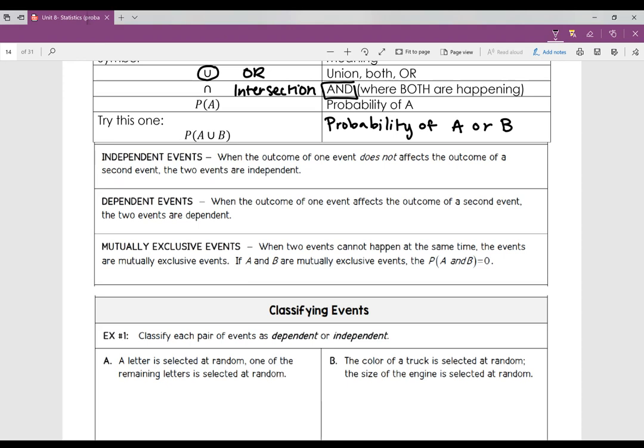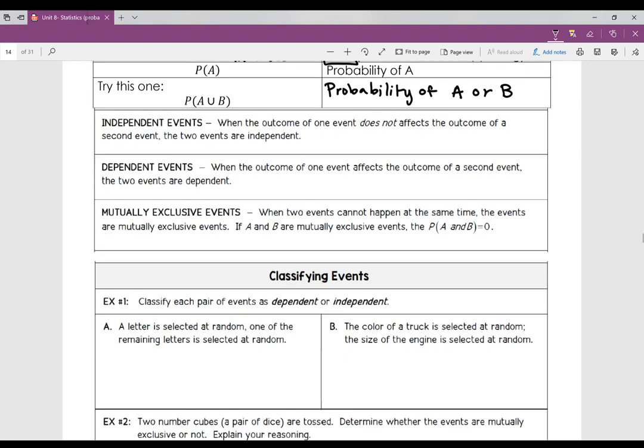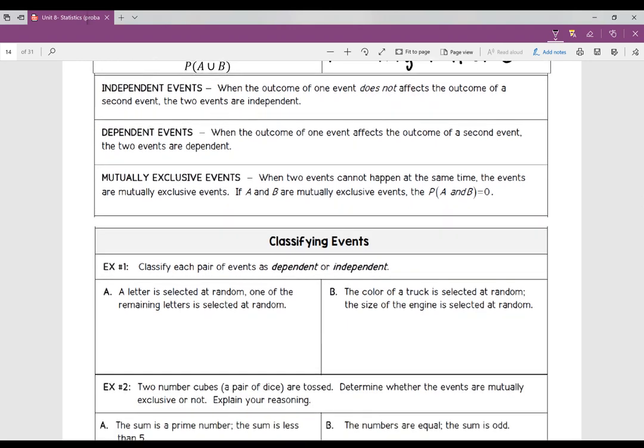So independent events are when the outcome of one event does not affect the outcome of the second event. So the two events are independent when one does not affect the outcome of the other. Dependent is when one event does affect the other. Mutually exclusive means that they cannot happen at the same time. So the events are mutually exclusive if A and B cannot happen at the same time.